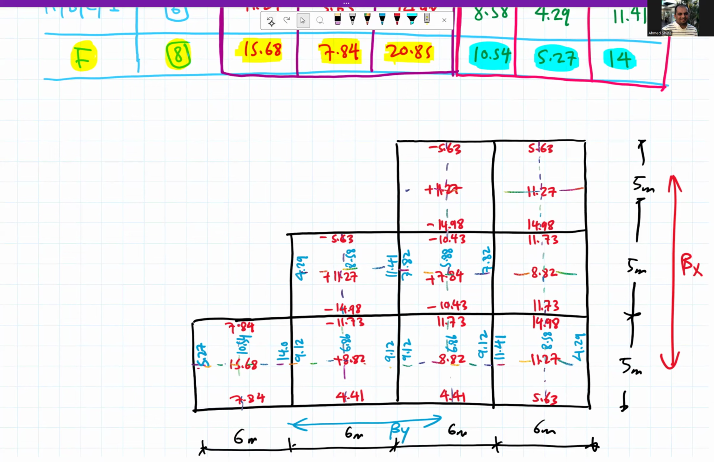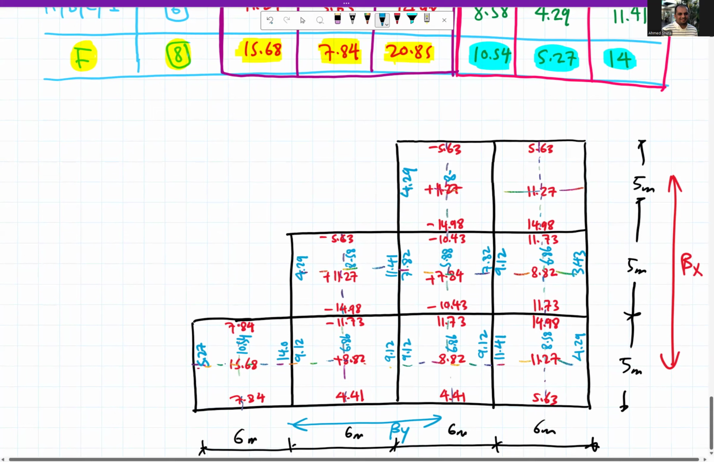This value is 6.86 and 3.43, 9.12. Here 4.29, 8.58, 11.41, 11.41, 8.58, and 4.29. So these are the bending moments in X and Y direction.